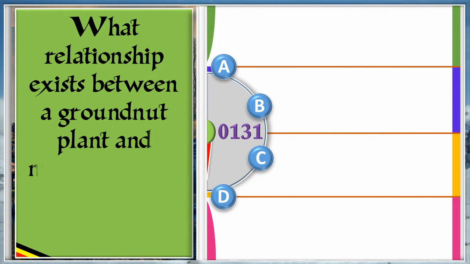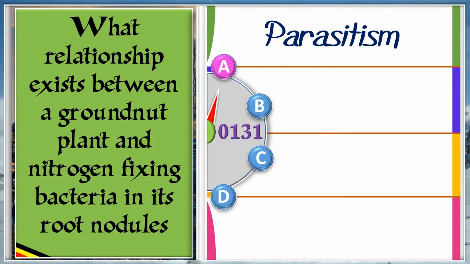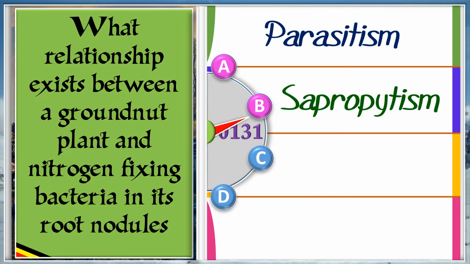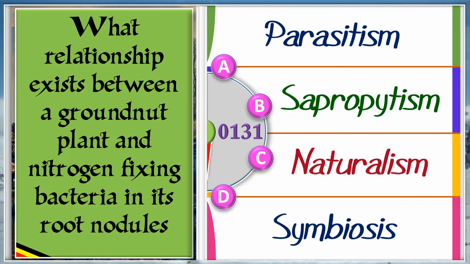What relationship exists between a groundnut plant and nitrogen-fixing bacteria in its root nodule? A. Parasitism. B. Saprophytism. C. Naturalism. D. Symbiosis. And the answer is D. Symbiosis.